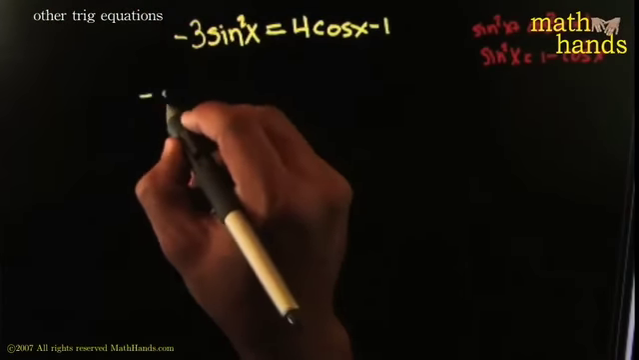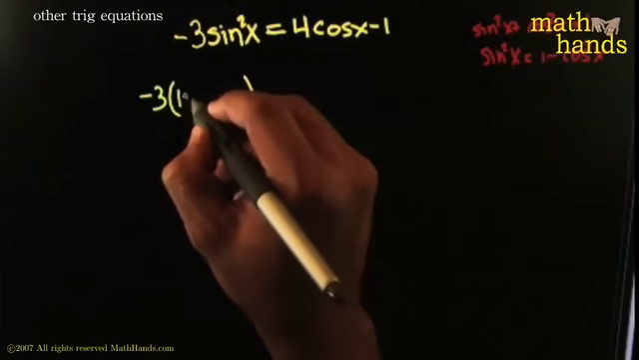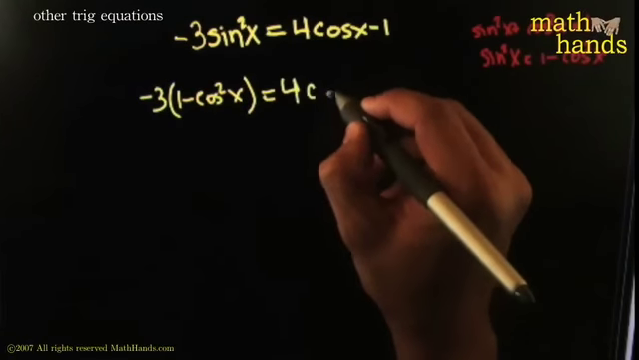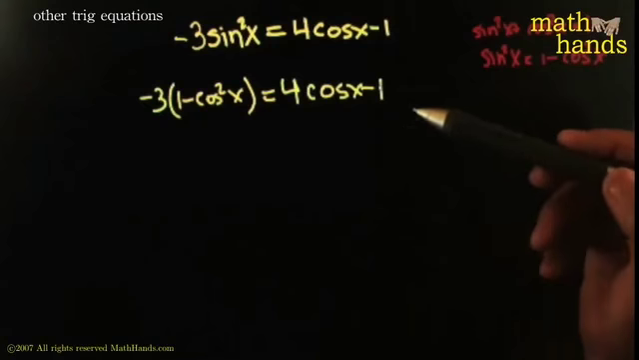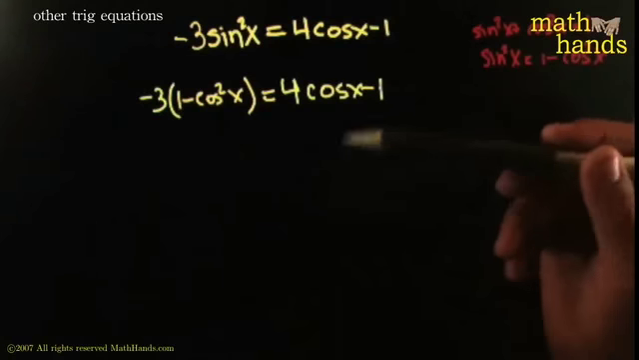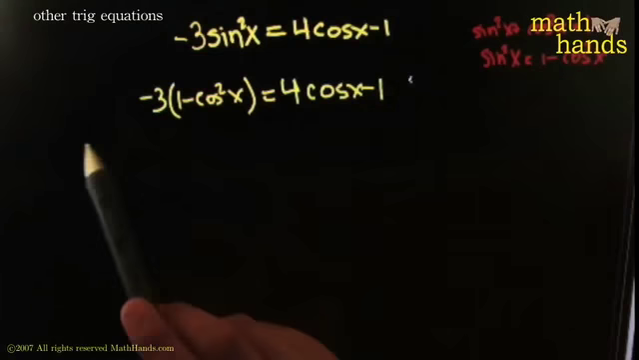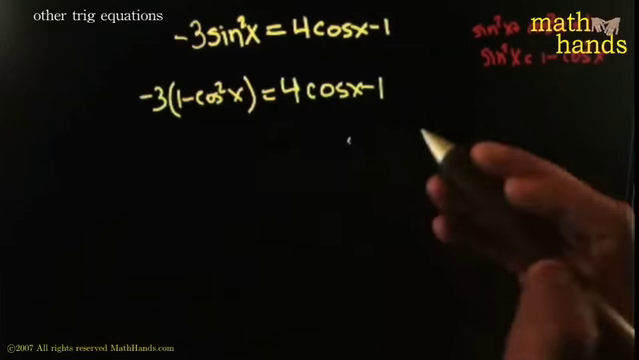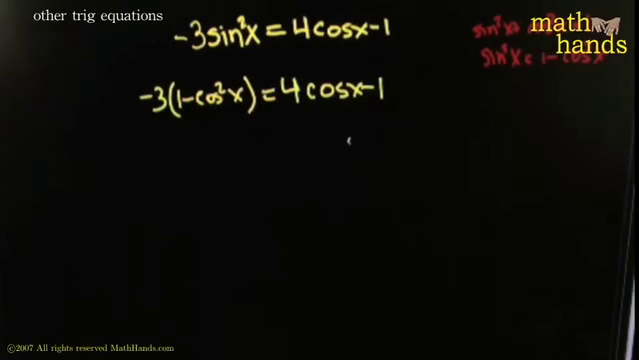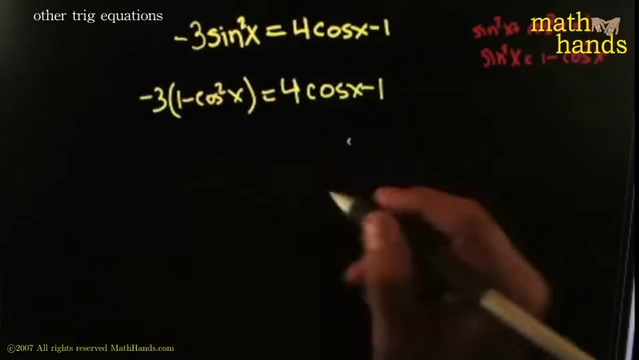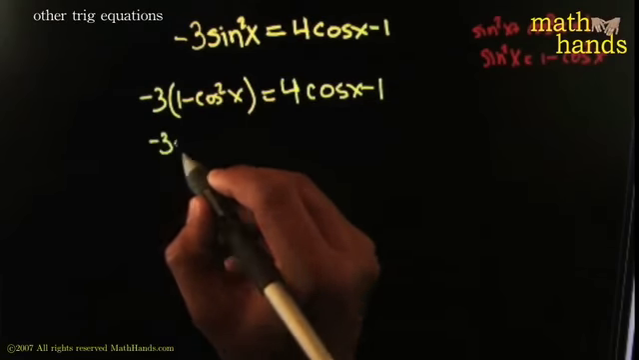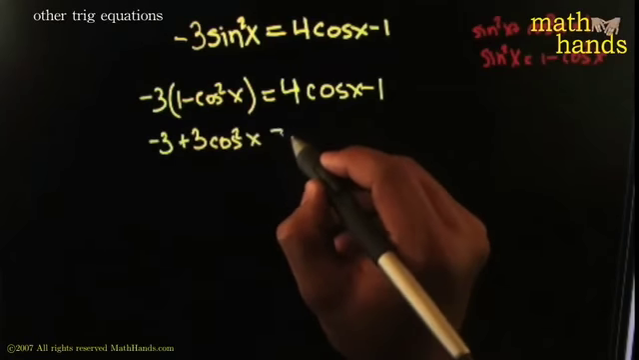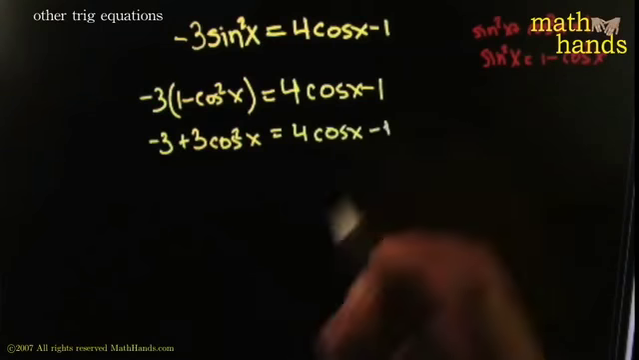So here I'll have -3, but instead of that sine square, I'm going to have a 1 minus a cosine squared x, and that's equal to 4 cosine x minus 1. And in the back of your mind, you should think to yourself, hey, this is an important principle we can take from this, that sometimes it's good to just have all of them as cosines or all of them as sines. And then you can start to play the same game that we had before, or similar game, and see how it goes. If we do that, we can simplify this. This becomes -3 plus 3 cosine squared x, and that's equal to 4 cosine x minus 1.